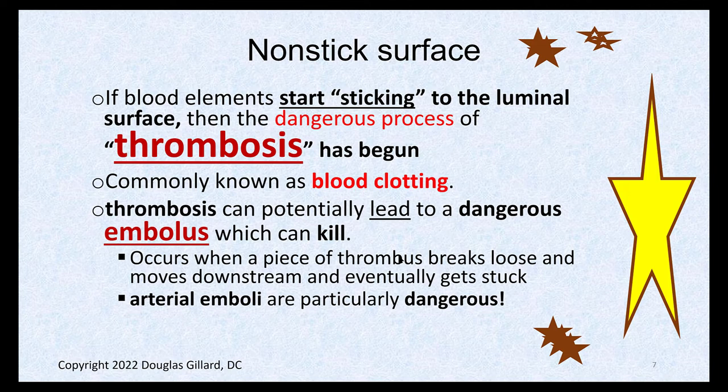If it happens in an artery, let's say you have atrial fibrillation and it happens in the left atrium, it can go anywhere. It can go up into the brain and cause a cerebral embolism. It can go into the kidney, cause a renal embolism. See how that works.